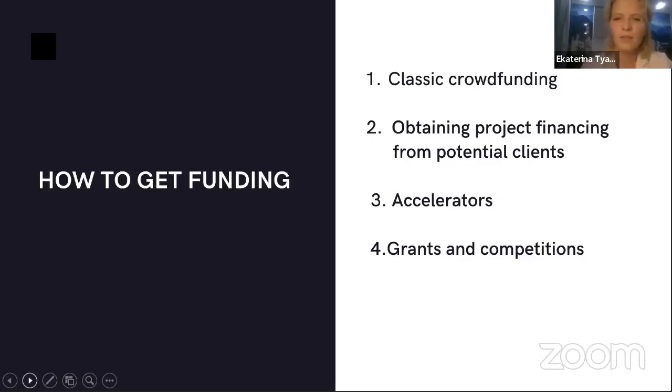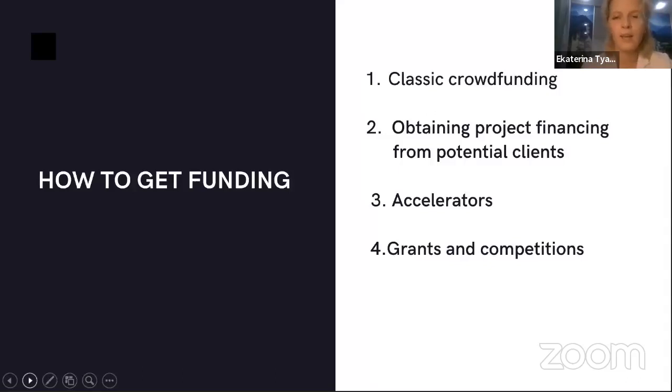The next way is obtaining project financing from potential clients. If your main clients are companies and not individuals, try to go for financing from large companies that may be interested in your product or project. It is important to have test samples and a presentation that is well calculated from the point of view of finances and feasibility. In this space, such stories are commonplace. One such instance is Bill Gates, who started the multi-billion dollar renowned company Microsoft, having received funding for MS-DOS from IBM, even before the product was available.